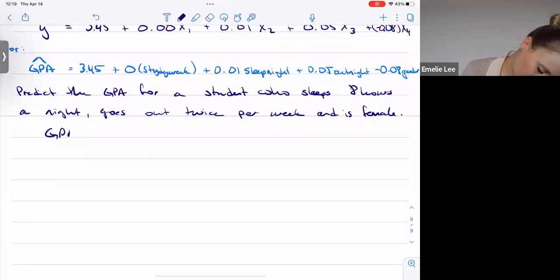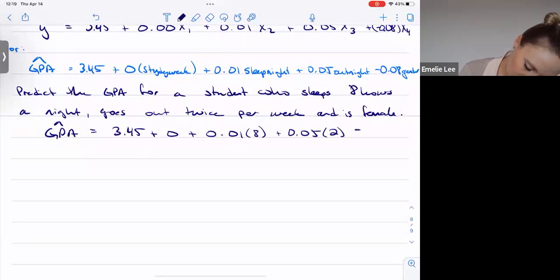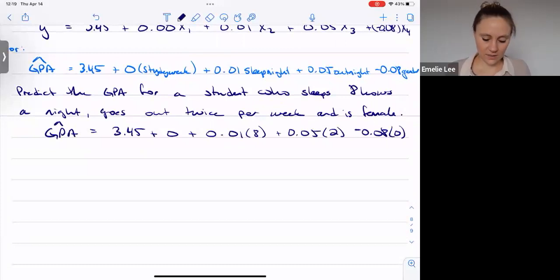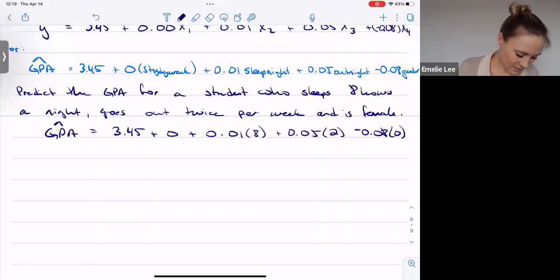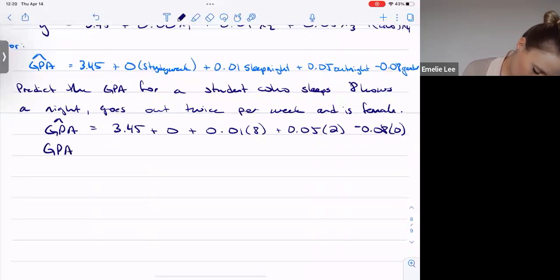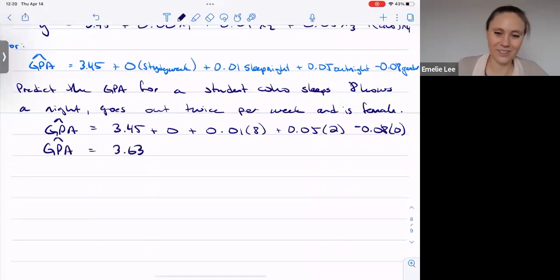The predicted GPA is going to be 3.45 plus 0 plus 0.01 times 8 plus 0.05 times 2 minus 0.08 times 0. And with my last breath here, 0.01 times 8 plus 0.05 times 2. The other ones go to 0, plus 3.45. I'm getting a predicted GPA. Pretty good, 3.63.